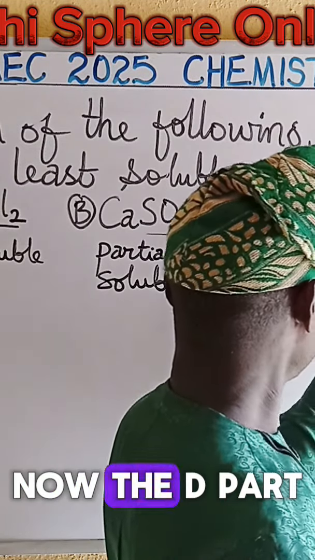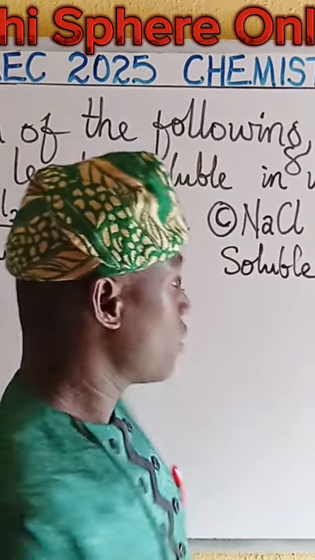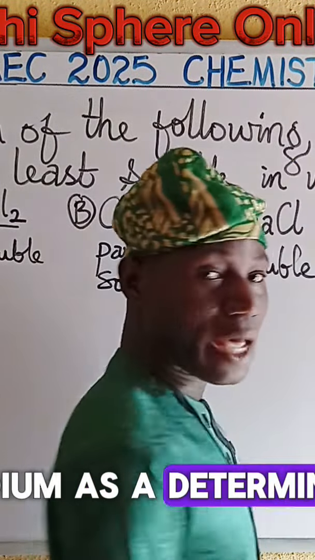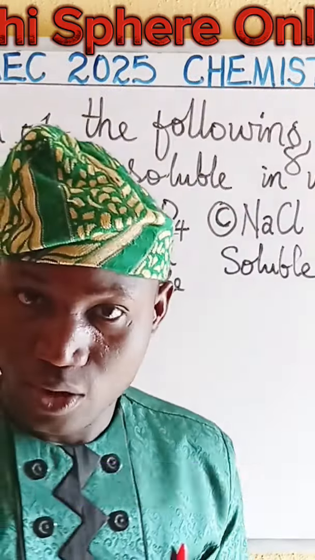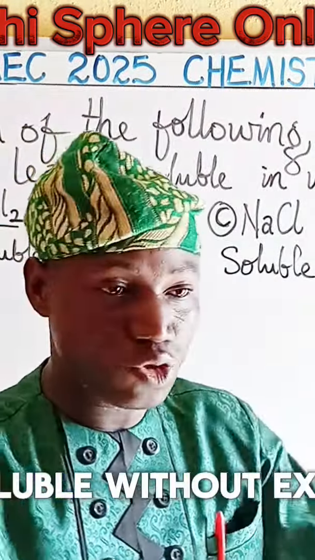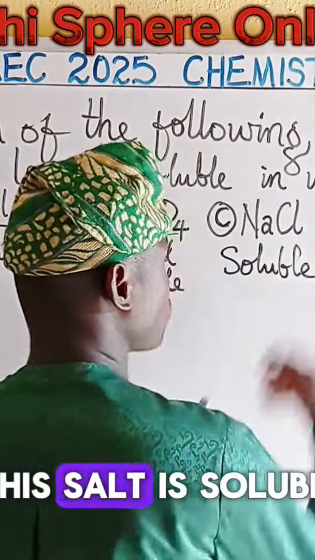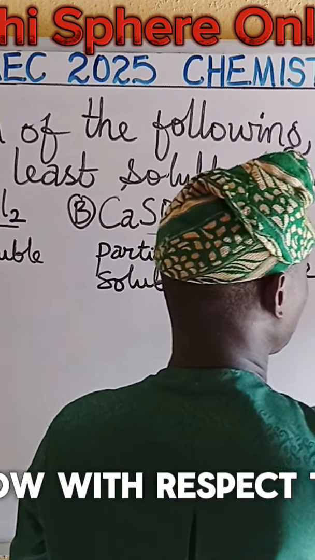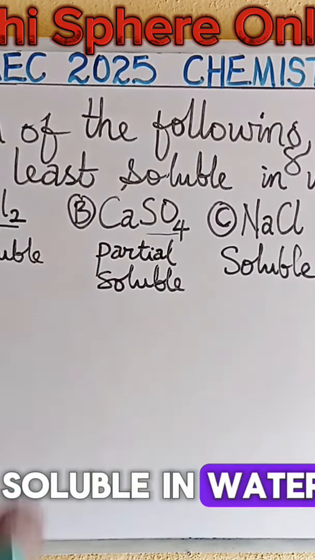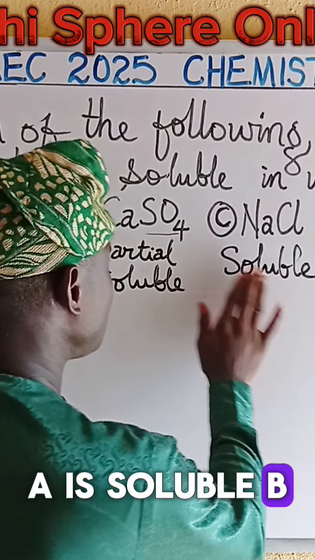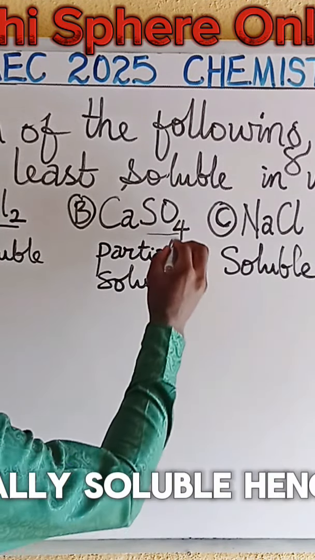Now, the D part is sodium sulfate. Again, we make use of sodium as a determinant, and we can also use sulfate as the determinant. Already, all sodium salts are soluble without exception. So with just that, we can say that this salt is soluble. Now, with respect to the question, which of the following compounds is the least soluble in water? A is soluble, C is soluble, D is soluble. This is partially soluble.